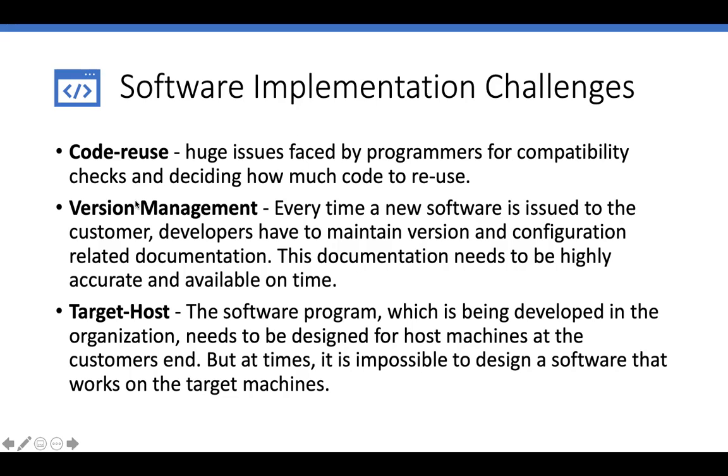You get versioning every time any software is issued to the customer. Developers have to maintain the previous one and configure related documentation. This documentation needs to be highly accurate and available on time. For those who are interested in coding, documentation is very important. It helps both you and other developers to use your code at any time with ease. Having documentation in place is one of the good practices of implementing software.